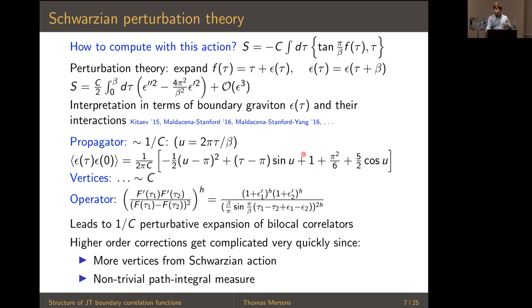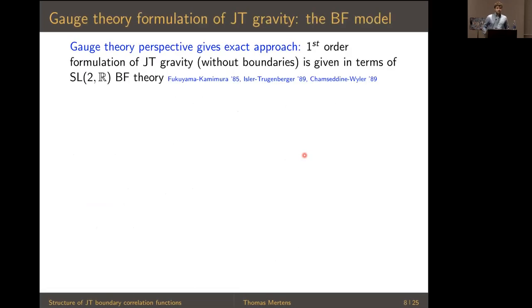So it would be more interesting to find another way of calculating these correlation functions. And this is the first perspective that I want to give you on these types of correlation functions, which is from a gauge theory perspective. It is well known also since the 80s, so roughly the same time that Jackiw-Teitelboim wrote this model down, that the first order formulation of this gravity model, at least without boundaries, is given in terms of an SL(2,R) BF gauge theory. Now we need to include boundaries because we have holographic boundaries. So, to simplify matters, let's first study the case of a compact group BF model and see what we get.